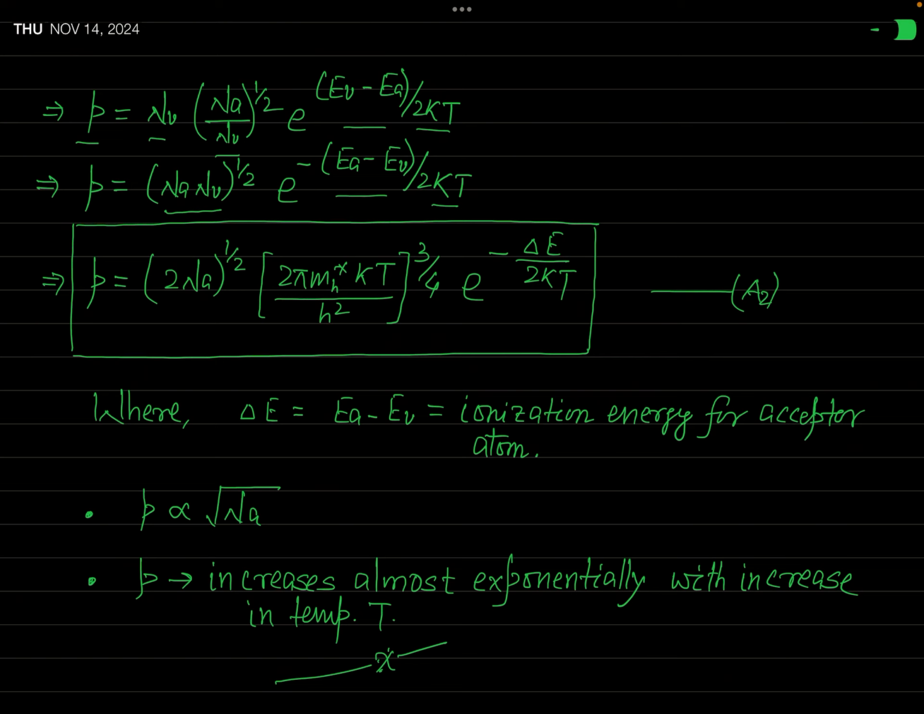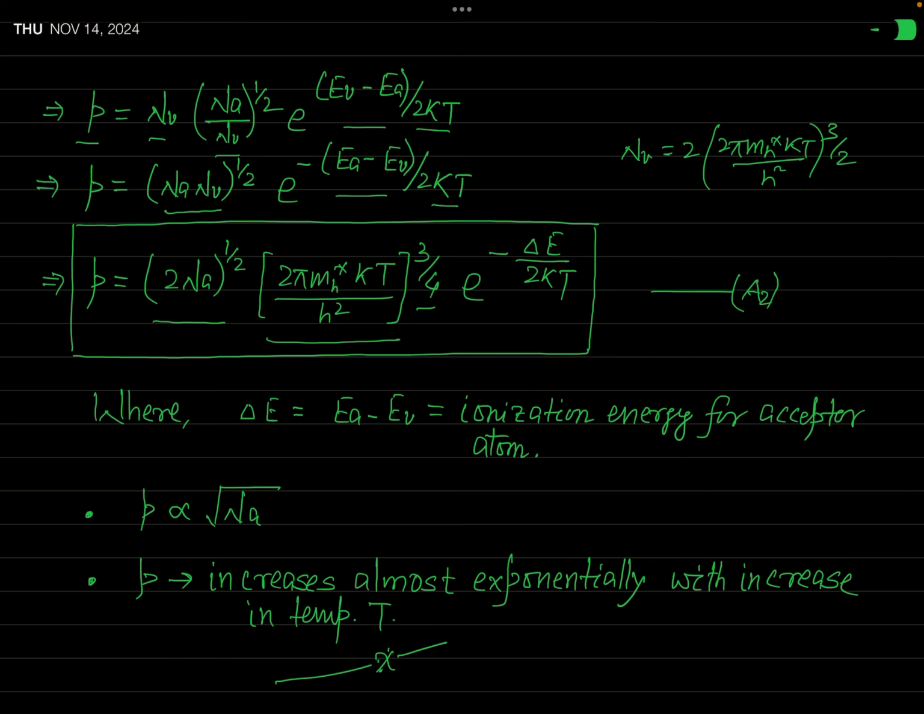Now, when you substitute the value of NV, and you know NV is equal to 2 into 2 pi mh star KT over h square whole to the power 3 by 2, what will be our result? Our result will be a square root of 2Na times 2 pi mh star KT over h square whole to the power 3 by 4 and times exponential to the power minus delta E by 2 kt.